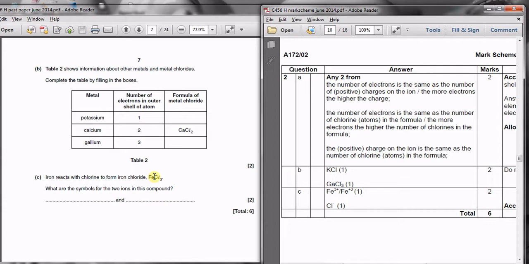So again, you can use the trends that you've just been looking at, similar to gallium here. If you've got 3 chlorides, then iron must have 3 electrons in the outer shell. So iron must have a 3+ charge, so you write it as Fe3+ here. And each chloride then has a 1- charge. The 1- comes from the fact that there's 3 chlorides needed to cancel out the 3+. So 3 times 1- equals 3-. The 3- cancels the 3+.